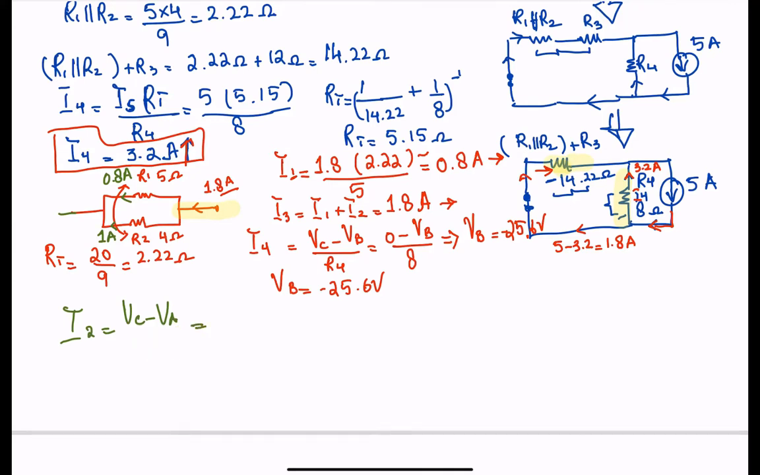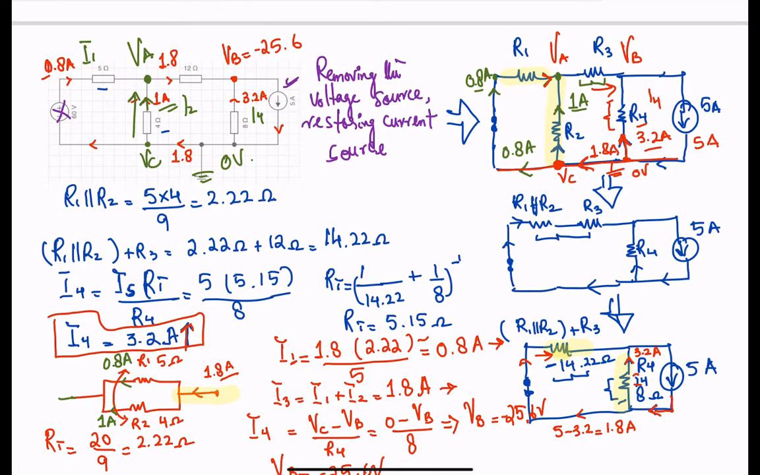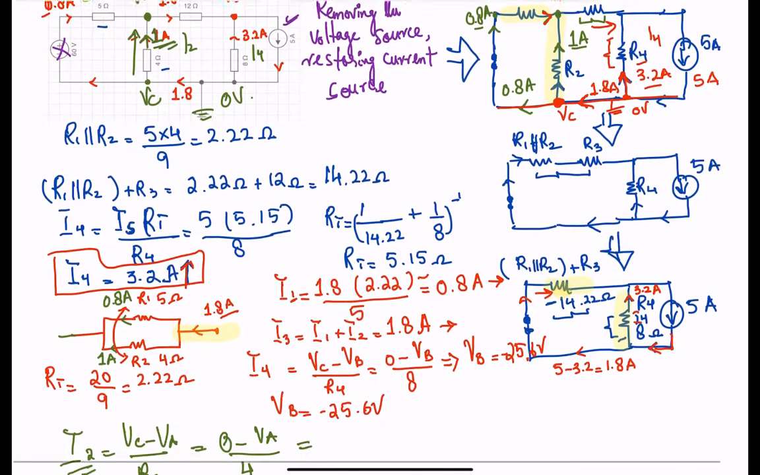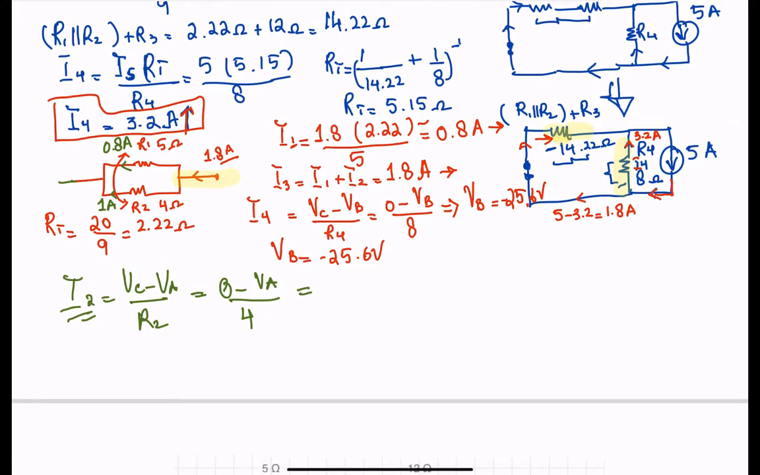Let me write it in symbolic form here first. So this is R2. VC is 0. VA, we are looking for it. R2 is 4 ohms. I2 was 1 amp here. So that gives me this equation. VA is going to be minus 4 volts, correct? I2 being 1 amp. So that gives me VA equals minus 4.